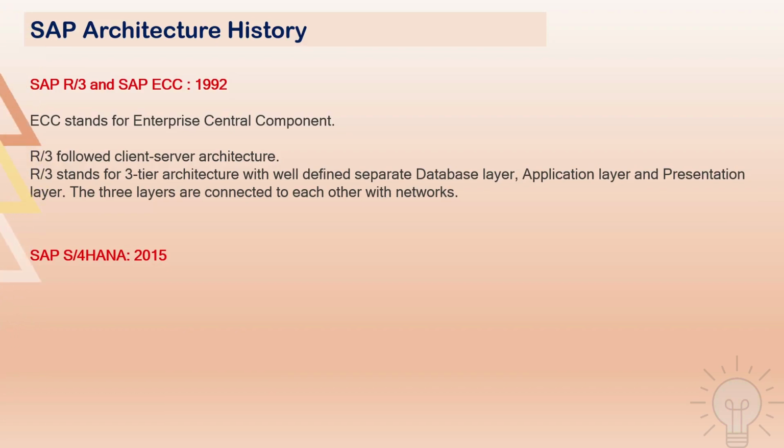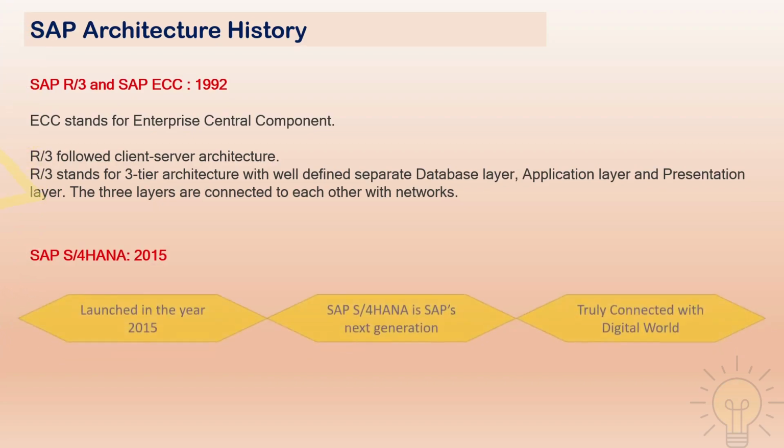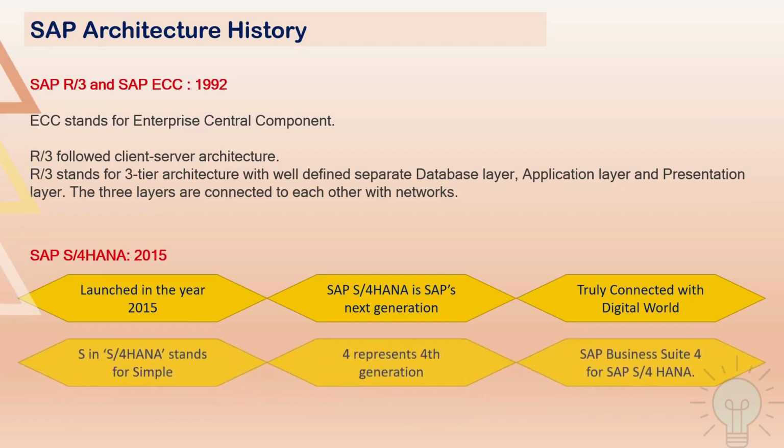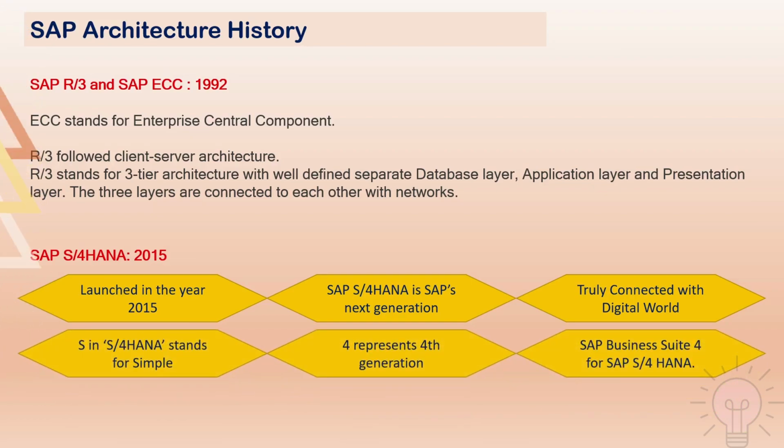Recently, in 2015, SAP released their fourth version, that is S/4HANA. Here is a quick set of callouts for your reference. S/4HANA launched in 2015. SAP S/4HANA is the next generation. In 1992 they released R3, and in 2015 they released S/4HANA. S/4HANA is truly connected with the digital world. In S/4HANA, S stands for simple, 4 represents the fourth generation, and it is our business suite.